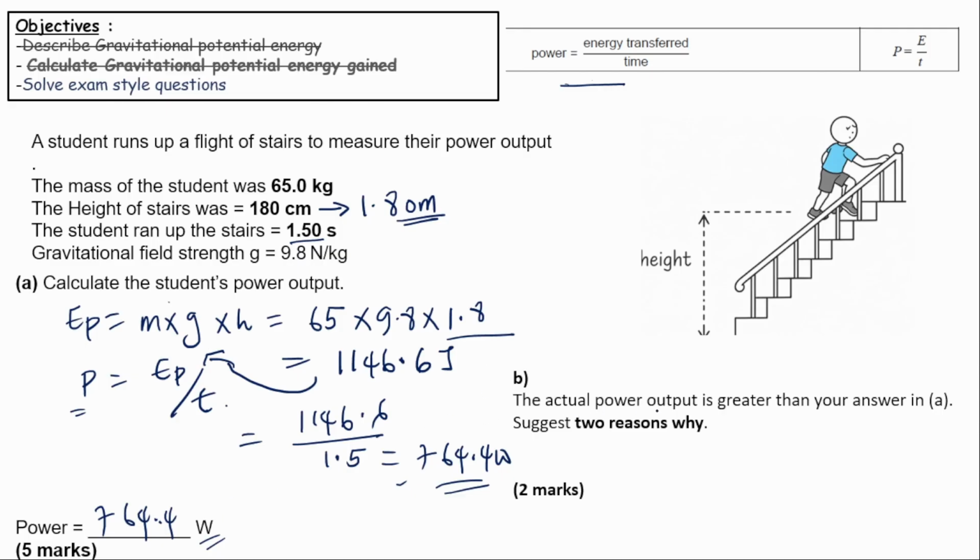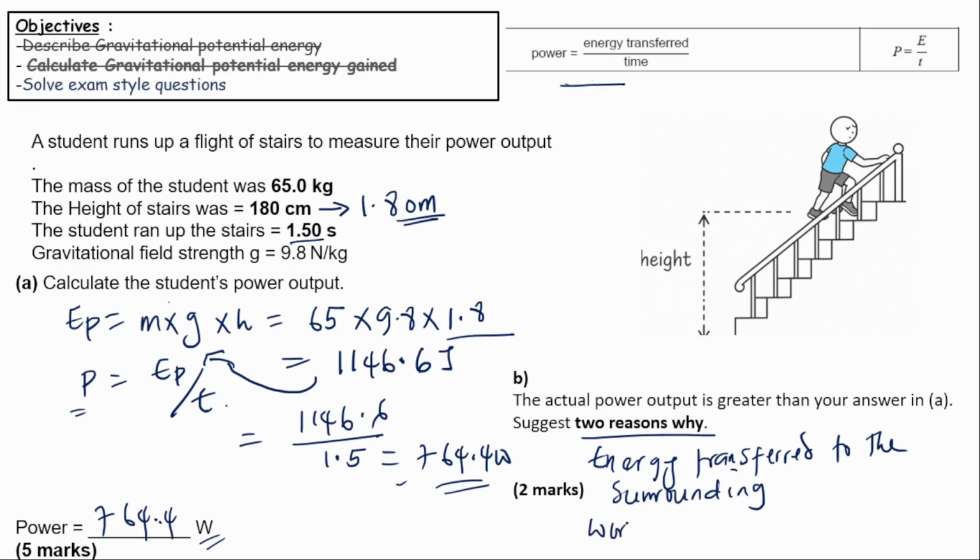Now, the actual power output is greater than your answer in A. Suggest 2 reasons why. One possible reason is because of energy transferred to the surrounding. The work done against air resistance.